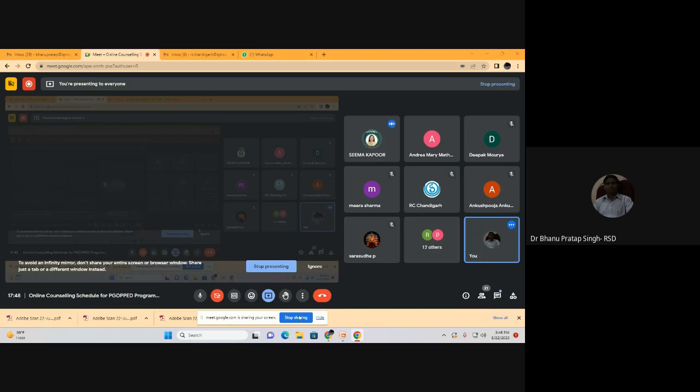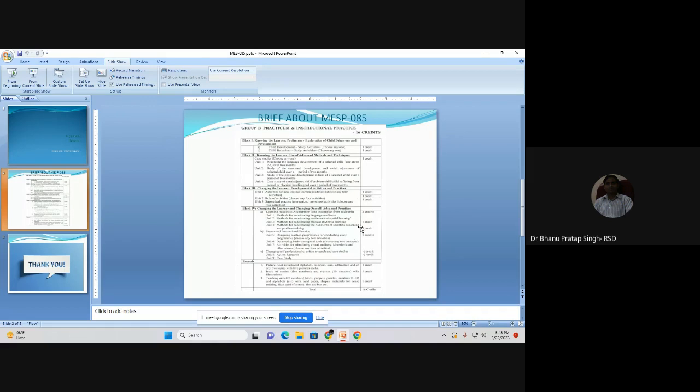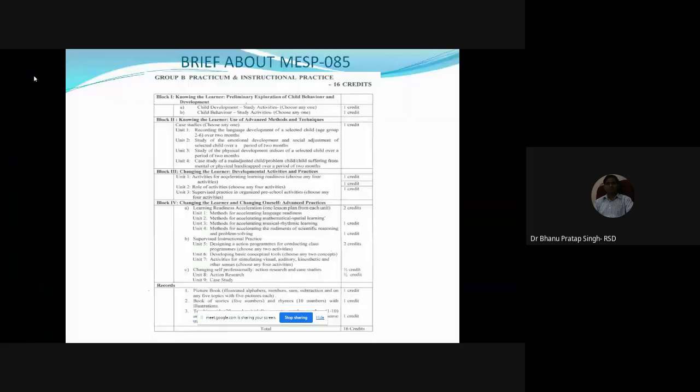Okay. Yeah, this is regarding block 4, part A. Is it visible? Yes, sir. You were talking on this block 4, part A, which means you have to take all four activities: one lesson plan from each unit. There are 4 units, and from each of the 4 units you have to take one.